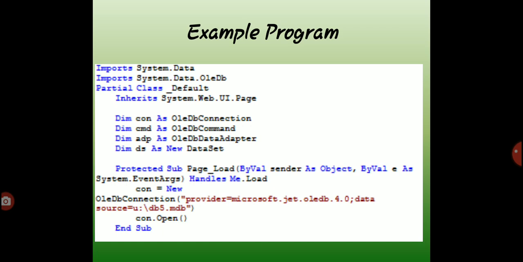Okay, it should be typed as it is. Provider equals Microsoft.jet.oledb.4.0. Then data source equals the database name with the path. The database is db5, which has been created in the drive U, so it is u:/db5.mdb. .mdb is the extension given for Microsoft Access, so it is an Access database, right?